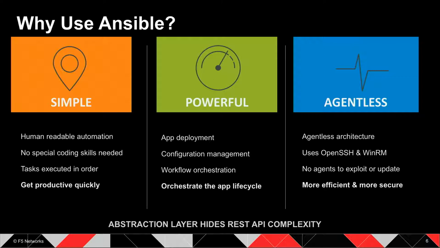So this is kind of a summary of what we were just talking about. Simple, powerful, and agentless. No special coding skills. You have to understand YAML, but that is very similar to JSON. It's just a file structure. The tasks are executed in order. It's going to help you do app deployment, configuration management, especially when you start talking about infrastructure as code. And it's the agentless architecture. And again, here highlighting the abstraction layer hides the REST API complexity.